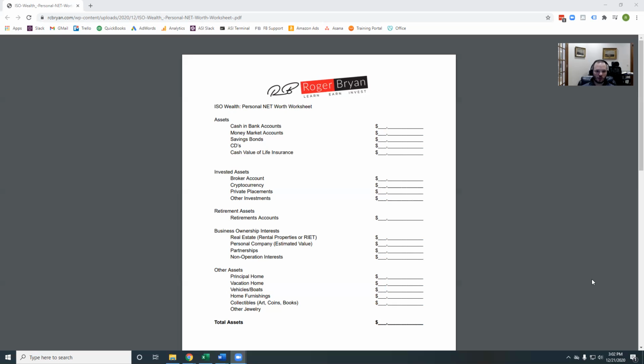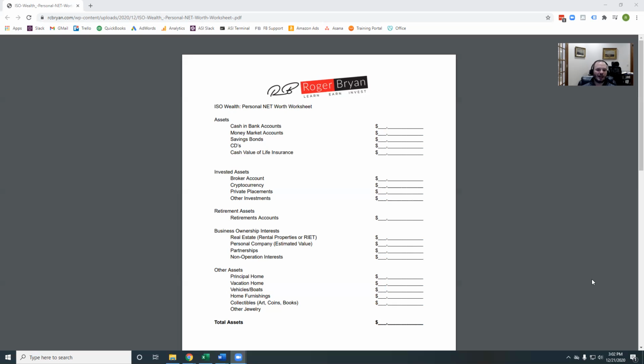Some other assets. What is the principal value of your home? That's the total value. So if your home's worth $250,000 and you owe $200,000 on it, you're going to write the $250 here, and we're going to put the $200 down under liabilities. Do you have a vacation home? Do you own any vehicles or boats that have value? Any of your home furnishings, collectibles? Do you collect art, coins, books?